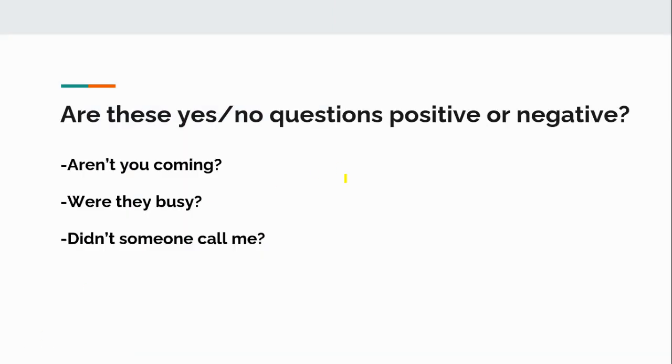Are these yes-no questions positive or negative? What we should first look for is if a sentence or a question contains not or a contraction containing not. Here we can see that this question contains aren't. "Aren't you coming?" This tells us that this yes-no question is a negative yes-no question. Next we have, "Were they busy?" Were does not have not before or after it, and it is not a contraction containing not. So we know that this yes-no question is positive.